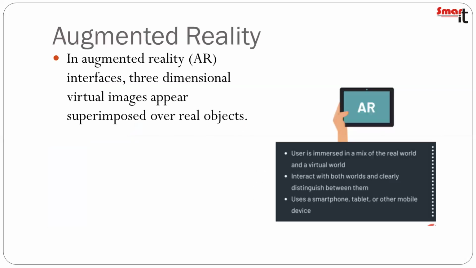And augmented reality. Augmented reality is three-dimensional virtual images appearing imposed over real objects. That is the difference. It means there are real objects. Say there is a cupboard, and inside the cupboard there are real objects. Your clothes are there, some pictures are there, mugs and those things are there.